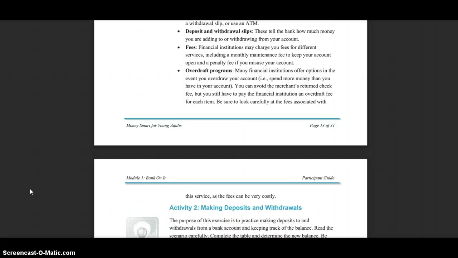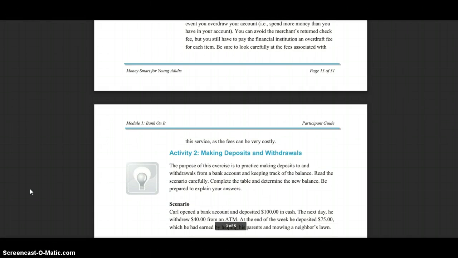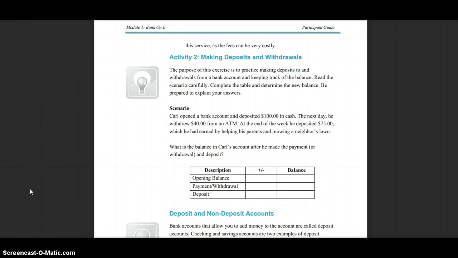Activity 2. Making deposits and withdrawals. The purpose of this exercise is to practice making withdrawals from a bank account and keeping track of the balance. Read the scenario carefully. Complete the table and determine the new balance. Be prepared to share.